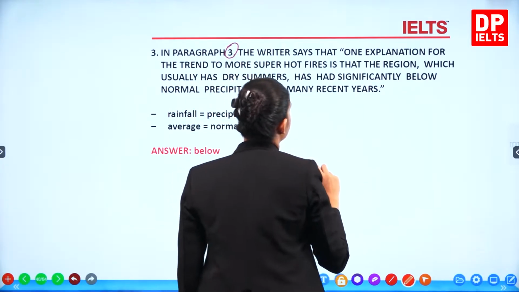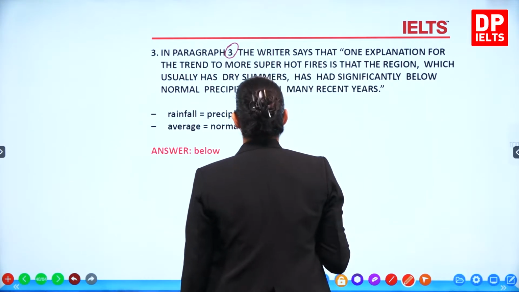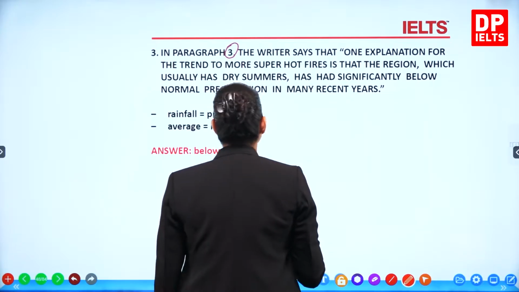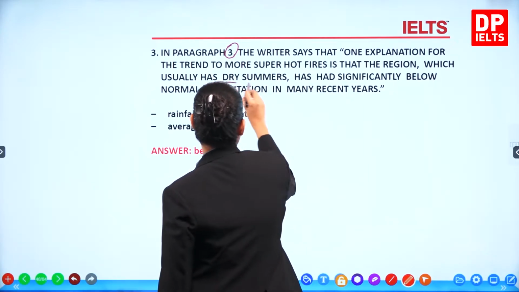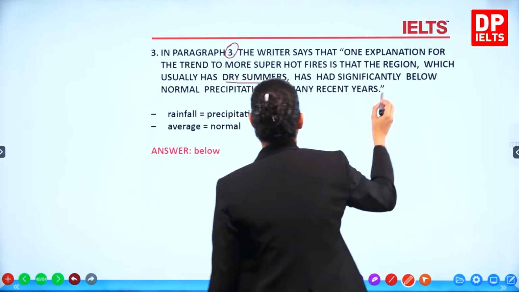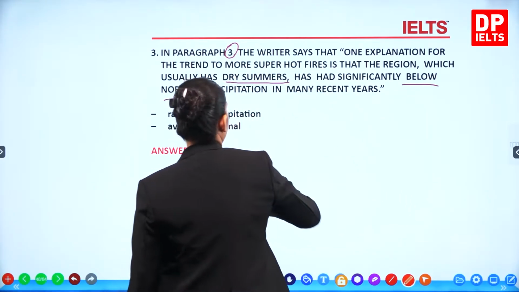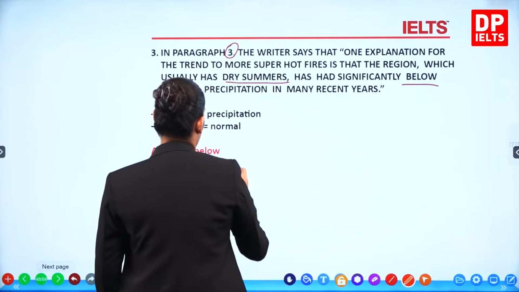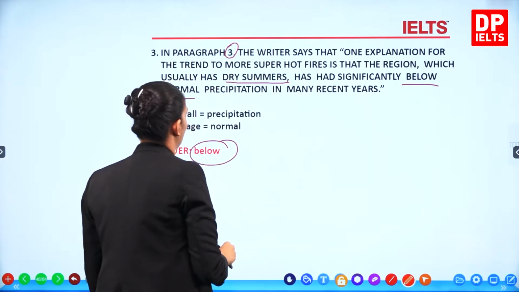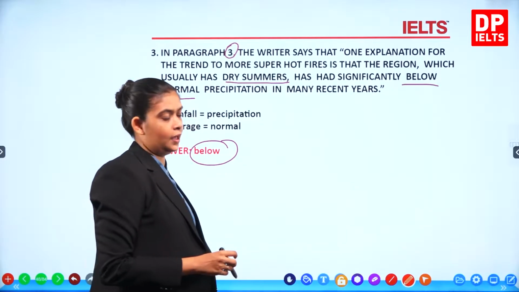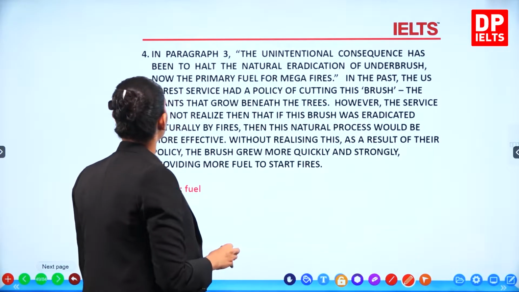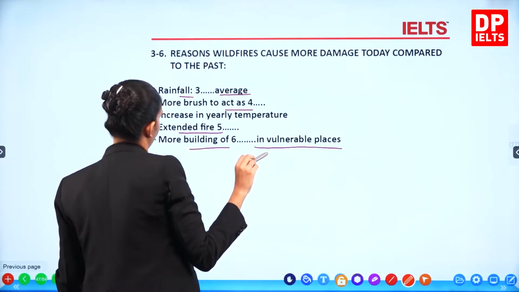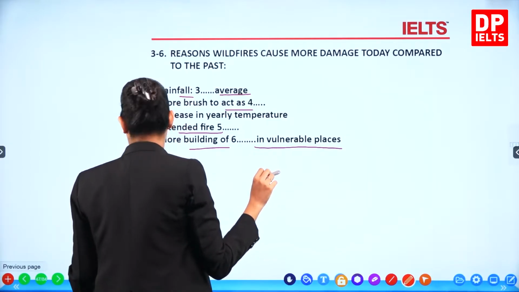The writer says, one explanation for the trend to more super hot fires is that the region, which usually has dry summers, had significantly below normal precipitation in many recent years. So below average, below the normal, so it should be below the normal precipitation. Okay. Question number 4 in para 3. Now what are they asking us in question number 4? More brush to act as what?